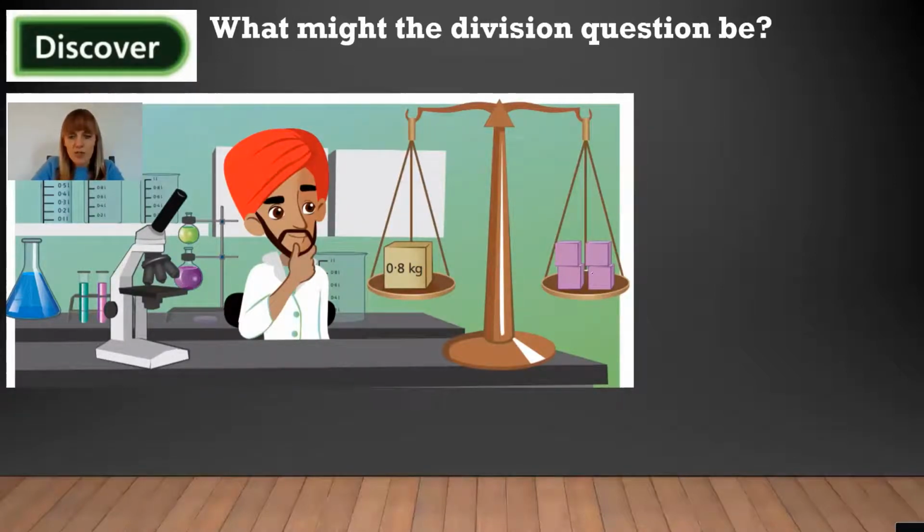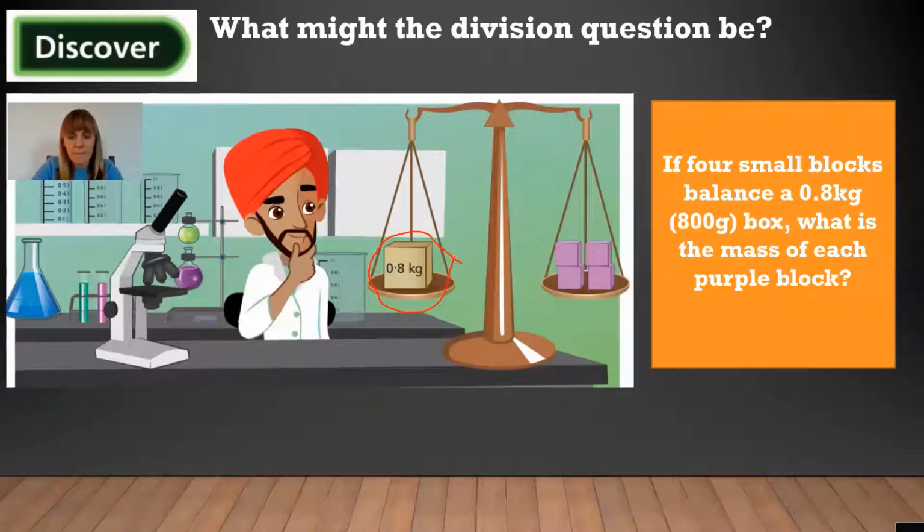And on these weighing scales, you can see that they are equal in weight on both sides. Now one side, over here, we're being told it weighs 0.8 kilograms. The question is saying, if four small blocks balance a 0.8 kilogram box, what is the mass of each of the purple boxes? So we know the total has got to be 0.8 because it's balanced with the blocks on the other side.